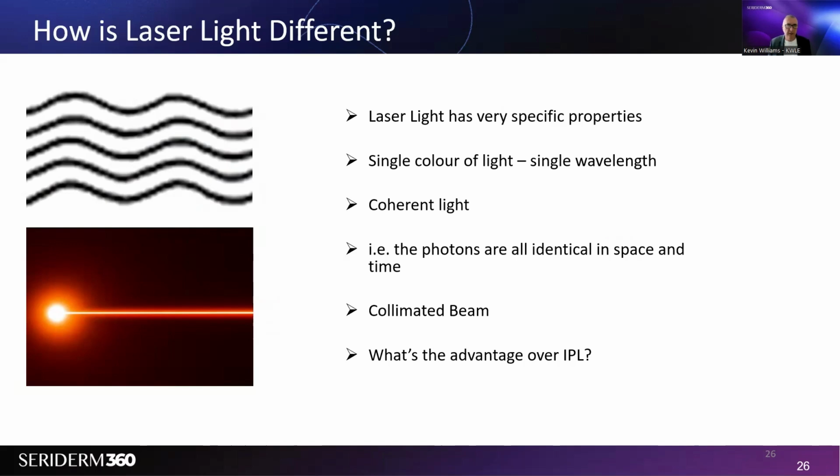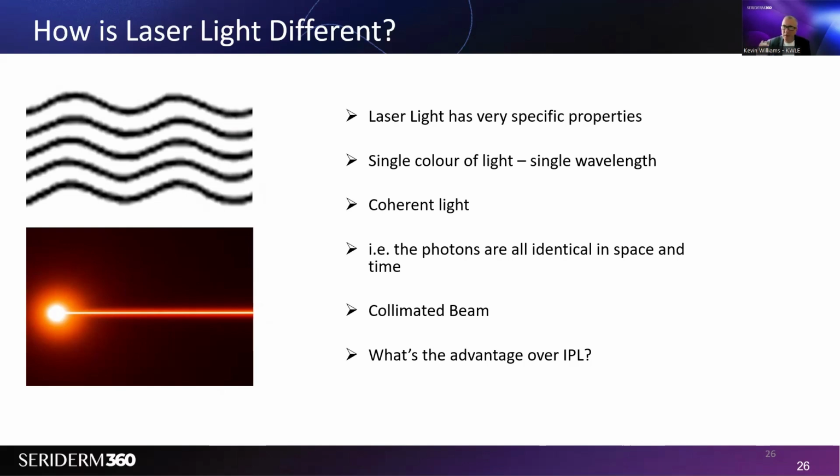So how is laser light different? Well, laser light has very specific properties. It's a single wavelength of light. It's coherent, which means all the beams are identical in time and space. It's a collimated beam. So what's the advantage over an IPL?